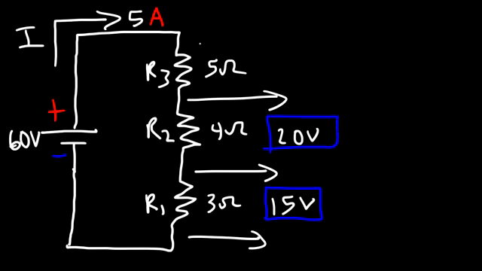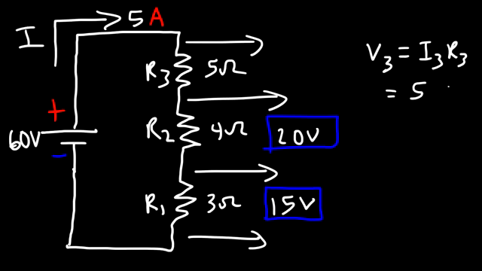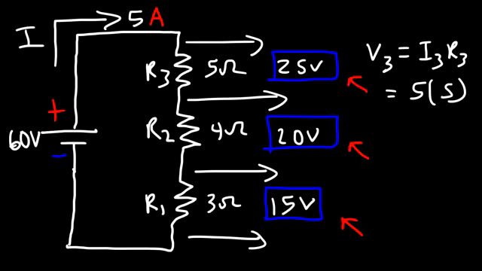Now across R3, it's going to be V3 is equal to I3 times R3. So I3 is going to be the same as I2 and I1, so that's 5 amps. R3 is 5, so 5 times 5 is 25. So notice that if you add up 15 plus 20 plus 25, it gives you 60.